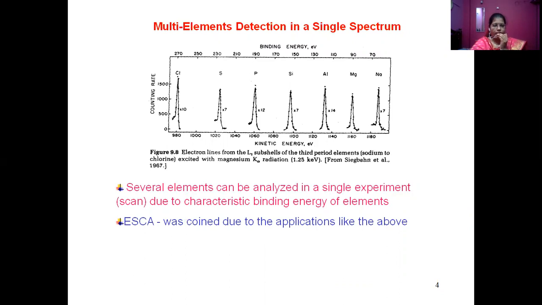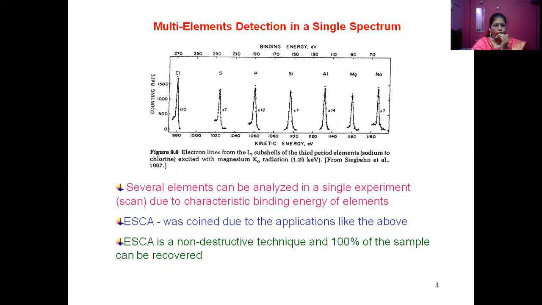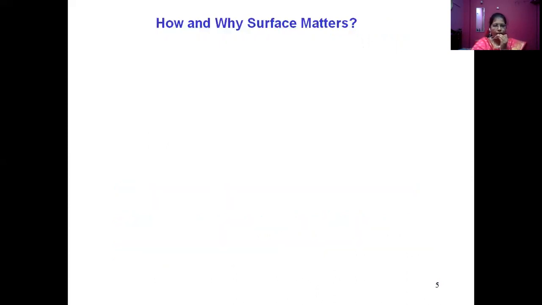ESCA is nothing but electron spectroscopy for chemical analysis, also called XPS, a name coined due to applications like this. ESCA is a non-destructive technique, meaning 100% of the sample can be recovered after the analysis. How and why does the surface study need to be done?